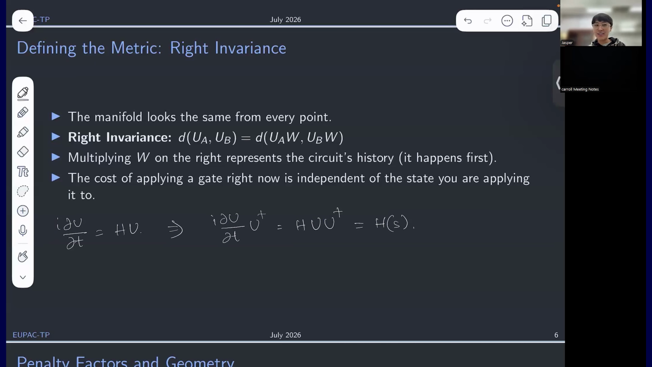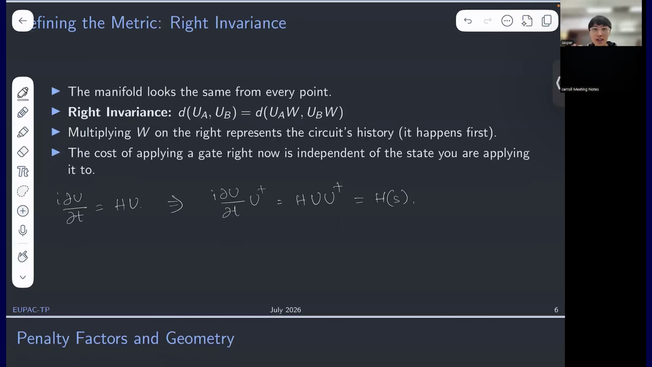So this is the choice Nielsen made, in order to make sure our cost doesn't climb up for simple circuits as well as for complicated circuits. We want to differentiate between simple circuits and very complex circuits. That's the idea behind right invariance.